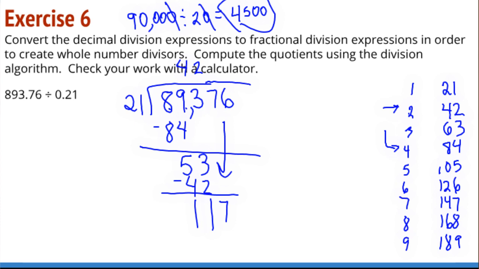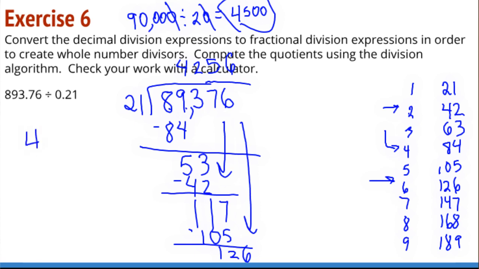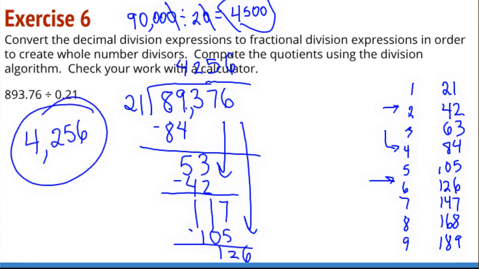That looks much better. And if I divide that by 21, I have 105, and that will leave me with 126 ones, and multiply times 6 here. So I have a calculated quotient of 4,256. And my estimate was 4,500. I'm in the ballpark.